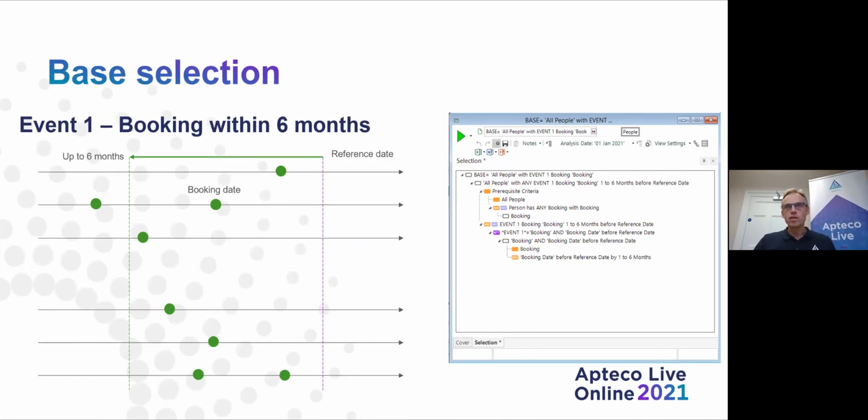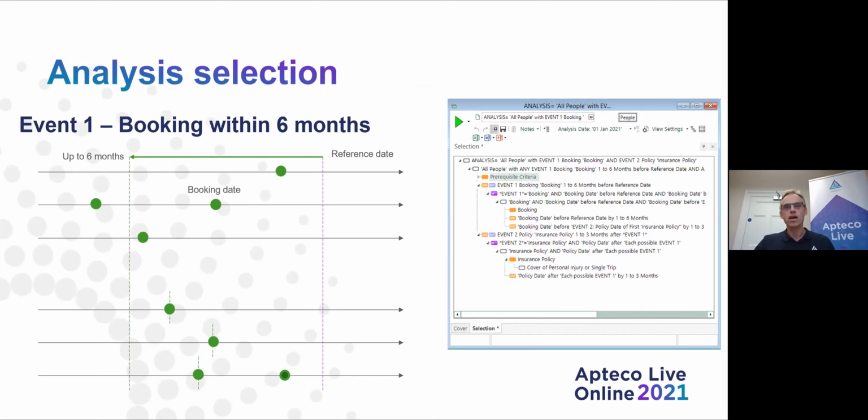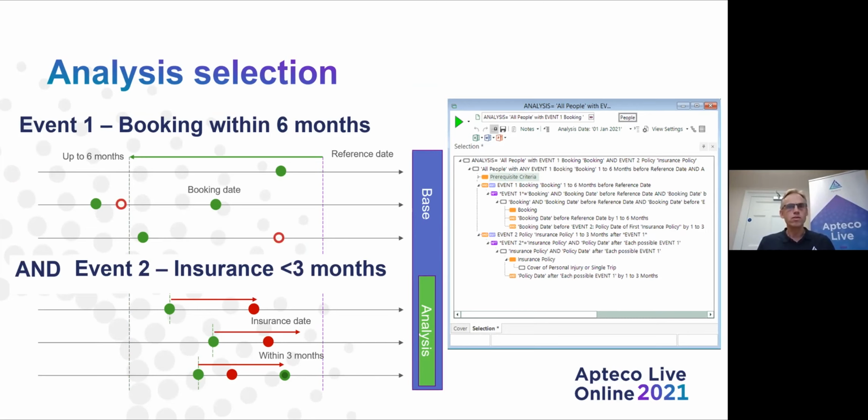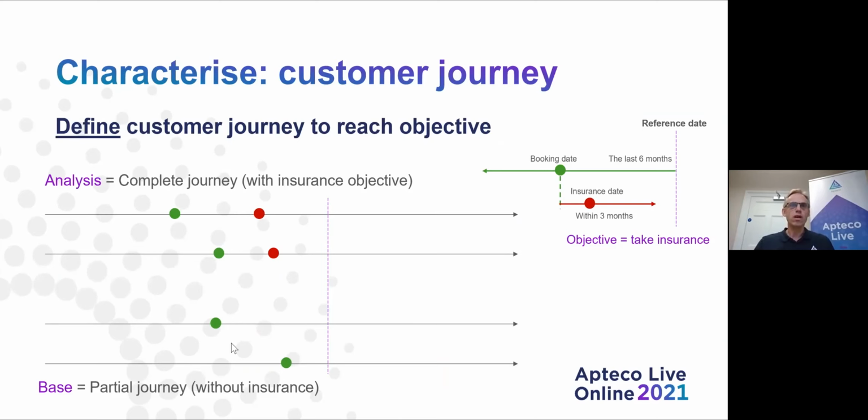So the base selection identifies people with a booking, in our case, up to 6 months before the reference date. And the analysis selection includes the additional requirement that they have an insurance policy within 3 months. Notice that the analysis are a subset of the base, and that there will be other people in the base who have insurance, but not within the time frame that we've set. Q2 improved the power of these event selections to cope with cases where people have other bookings that don't qualify, and you'll be in the analysis so long as one of your bookings is followed by insurance, in our case. So this gives us the two groups of people, and we're going to now compare their behaviors.